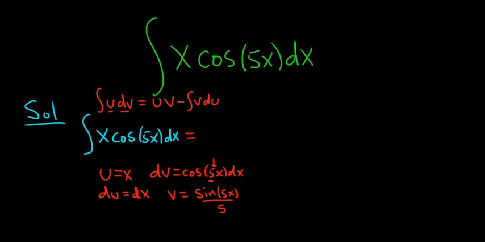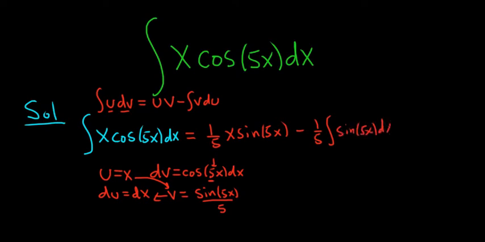So this is equal to uv, so I'll write that as 1/5 x sine 5x minus the integral of v du, so this times this, so I'll pull out the 1/5, and then sine 5x dx. Let me check that because I did that kind of fast. So let's see, so uv, so looks okay, minus the integral of v du, yeah, looks all right. Okay, so we end up with 1/5 x sine 5x.